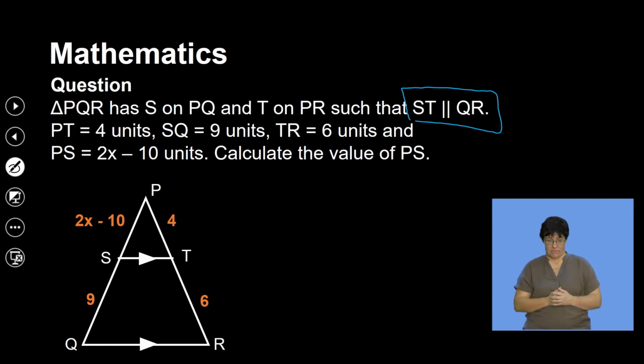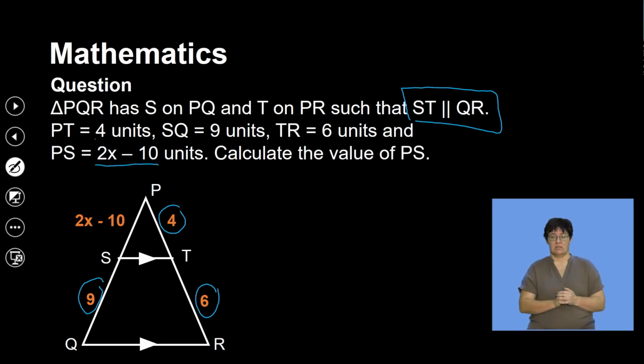And then they tell us now that PT is 4 units. This is 4 units, that's the length. SQ is 9 units, that's the length we are given. TR is 6 units there. And now 2x minus 10 will then be the PS, right? Then they want us to calculate the value of PS.